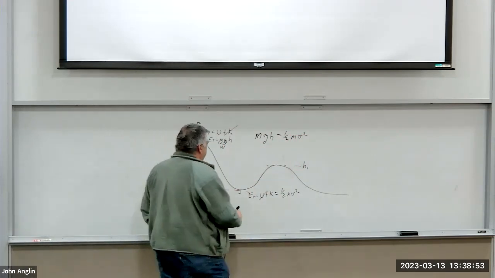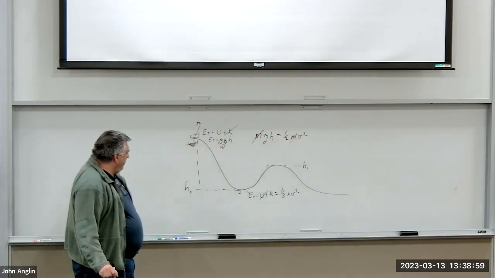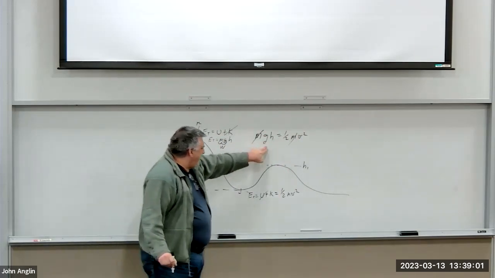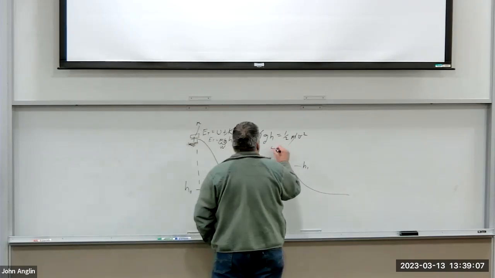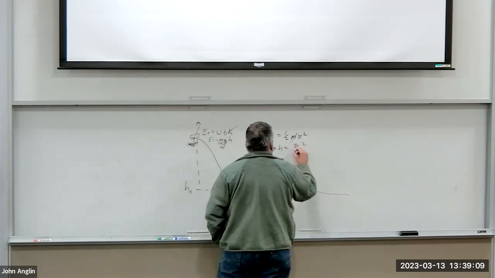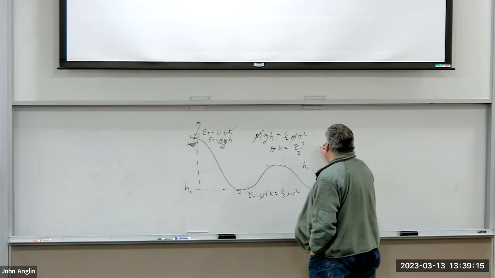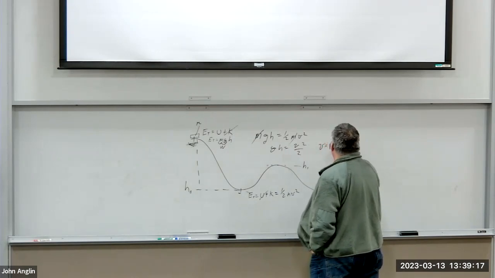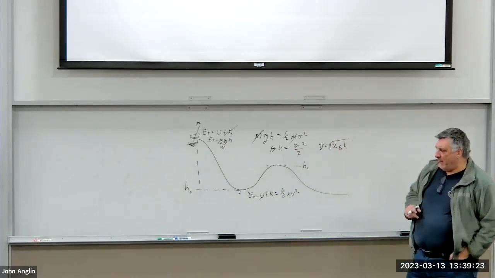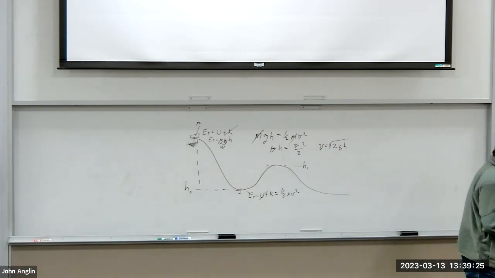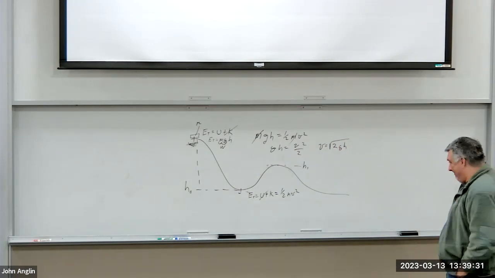An interesting thing happens here. The masses cancel. And we get something that looks like gh equals 1/2 v squared, or gh equals v squared over 2. We can do a little bit of algebra here, and we can say that v is root 2gh. So that's our velocity at the bottom of the hill. That's as fast as we can go, right? Because there's no more energy.